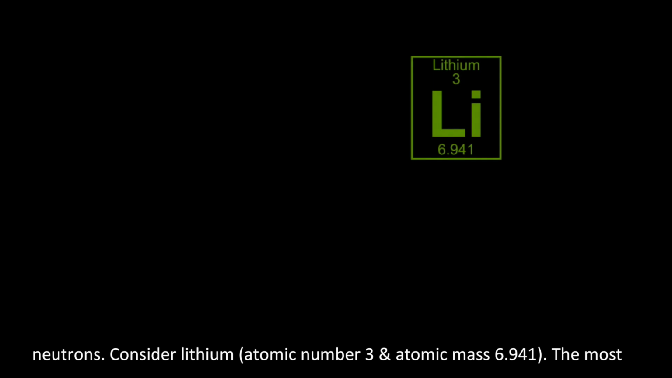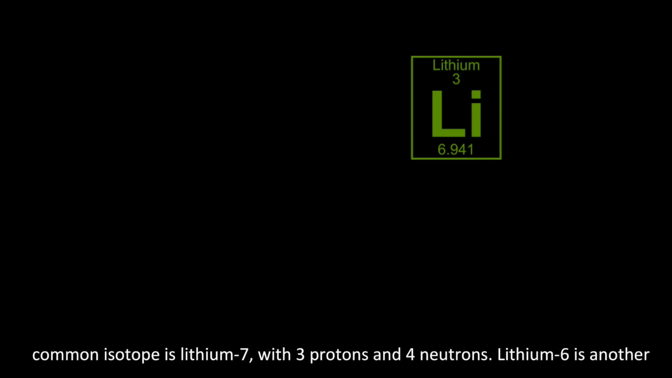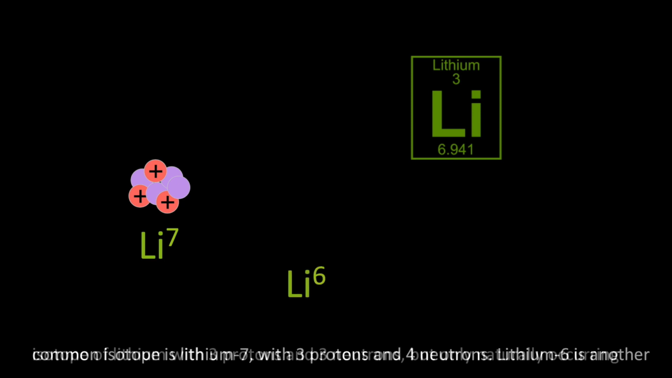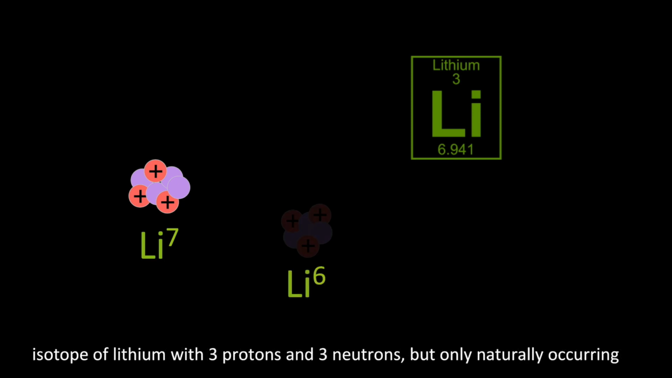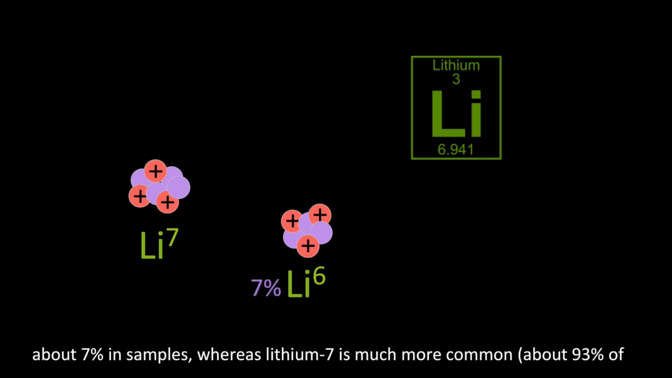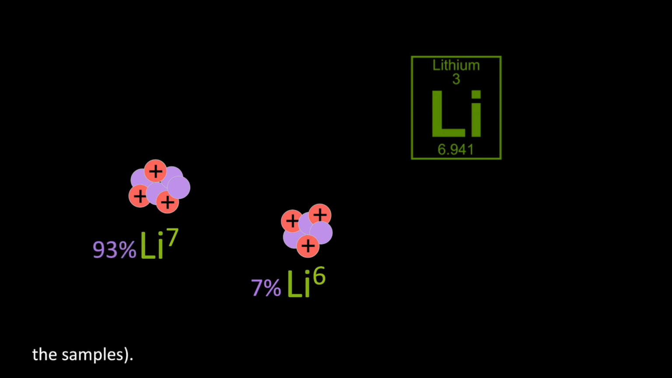Consider lithium, atomic number 3 and atomic mass 6.941. The most common isotope of lithium is lithium-7, with 3 protons and 4 neutrons. Lithium-6 is another isotope of lithium, with 3 protons and 3 neutrons, but only naturally occurring about 7% in samples, whereas lithium-7 is much more common, about 93% of the samples.